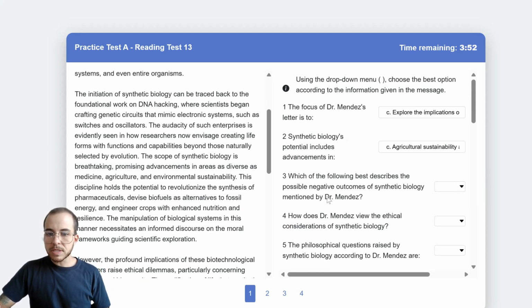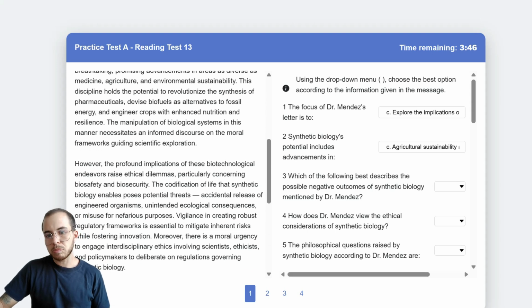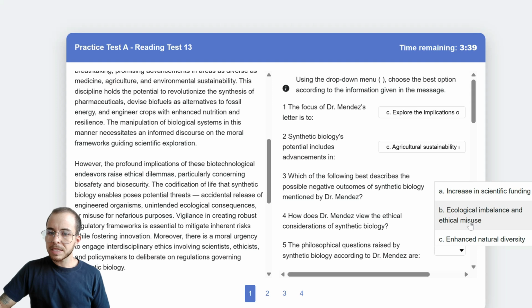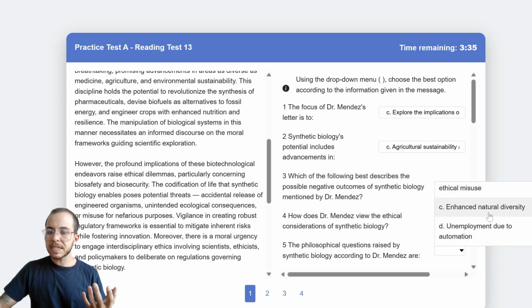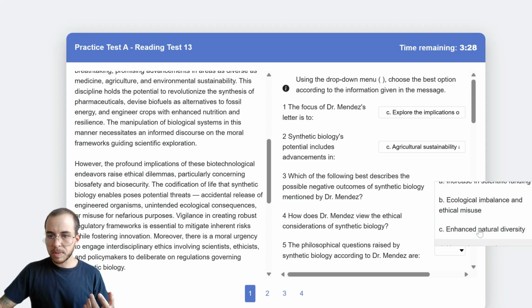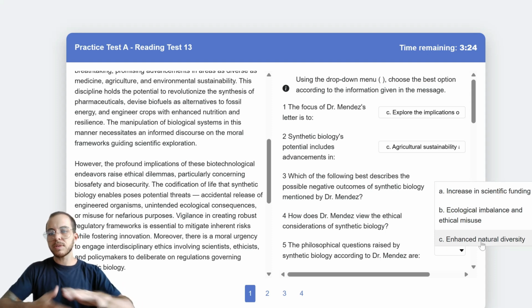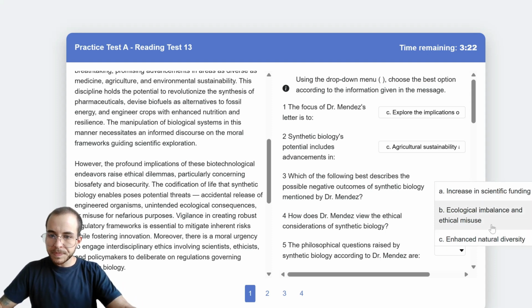Which of the following best describes the possible negative outcomes? Where did she talk about the possible negative outcomes? Let's look at the answers. Increase in scientific funding, that would not be an outcome. Imbalances and ethical misuse, she did talk about that. Enhanced natural diversity, enhanced, it doesn't seem like a negative. Unemployment, never talked about. So A and D, we can cross those out. They were not talked about.